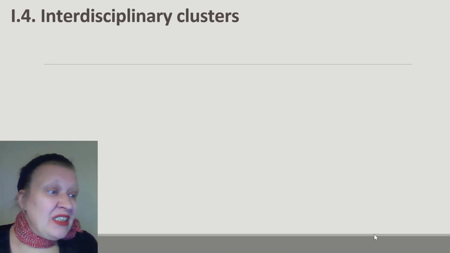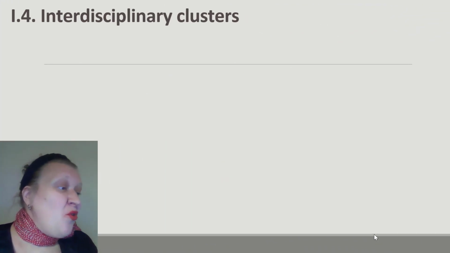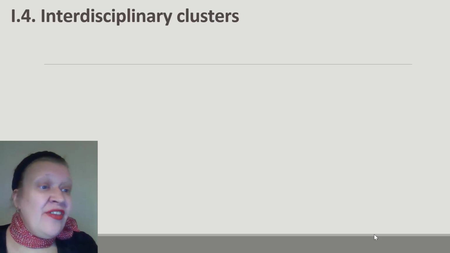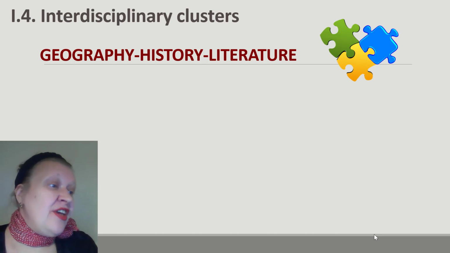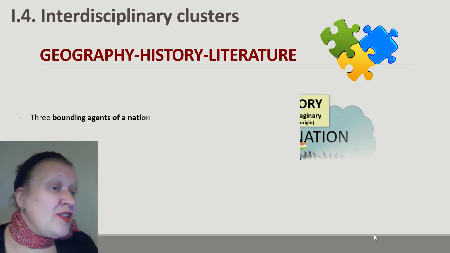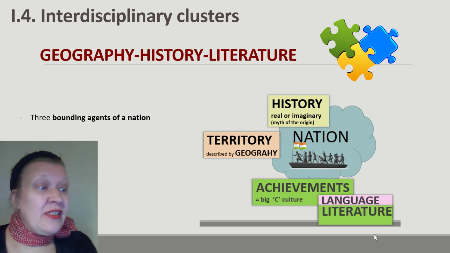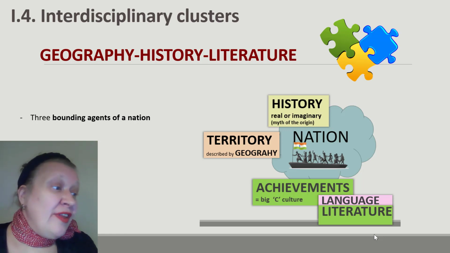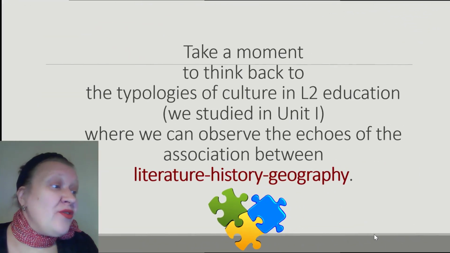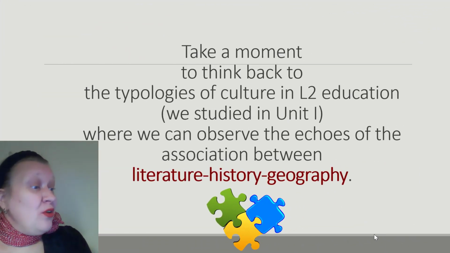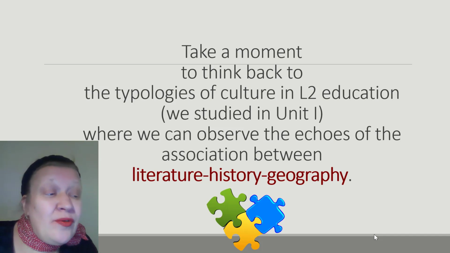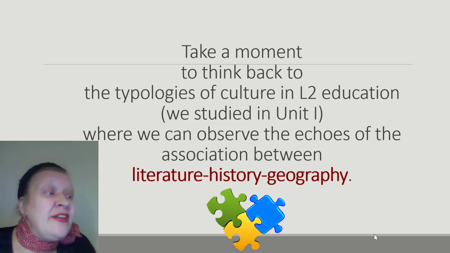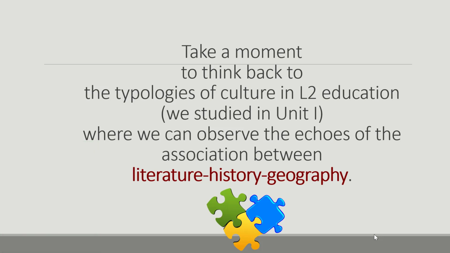Another interdisciplinary cluster resulting from the nation-oriented understanding of culture is the triad literature, geography, history. The logic behind this association is also understandable. Each element of this triad refers to a specific aspect of the culture understood as a bounding agent of the concept of nation. Take a moment to think back to the typology of culture in second language education we studied in Unit 1, where we can observe the echoes of the association between literature, history, and geography.